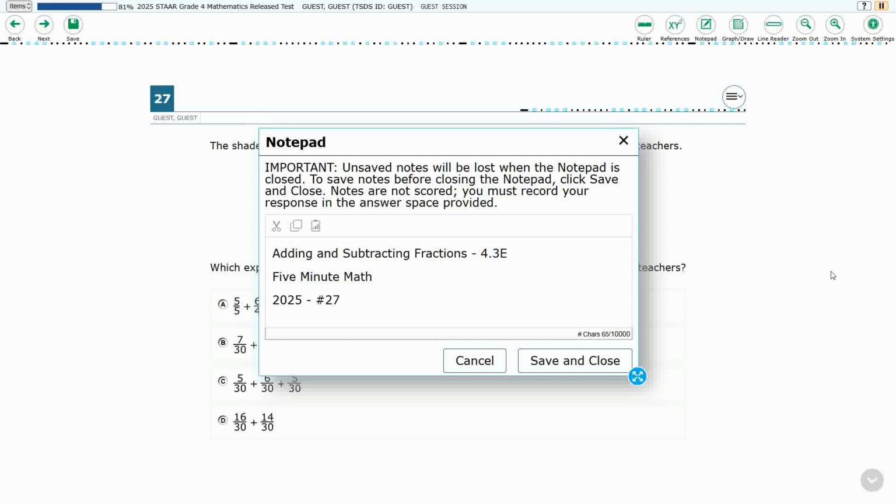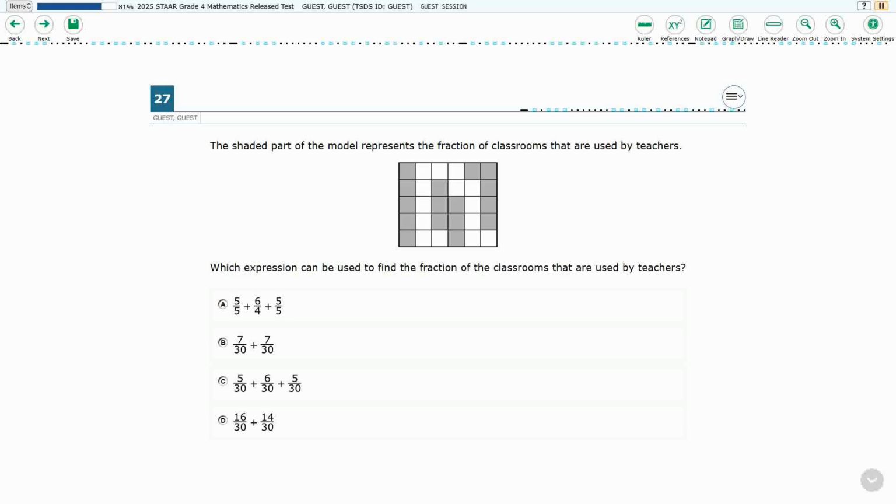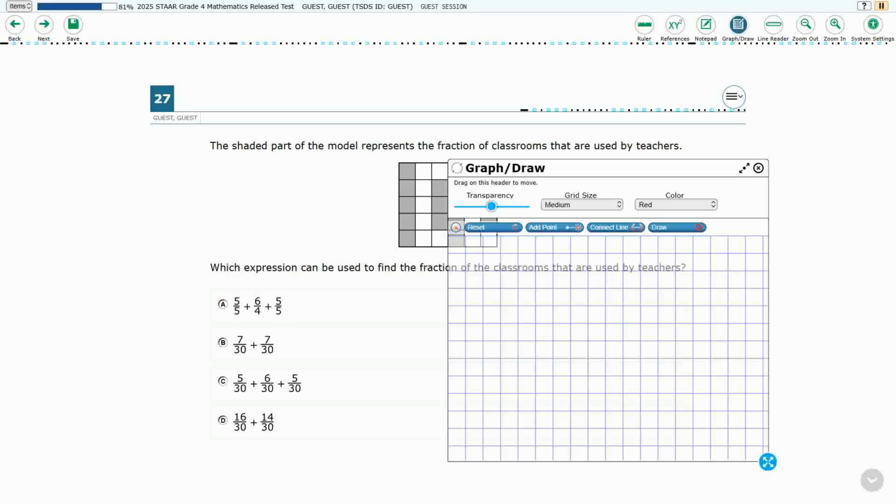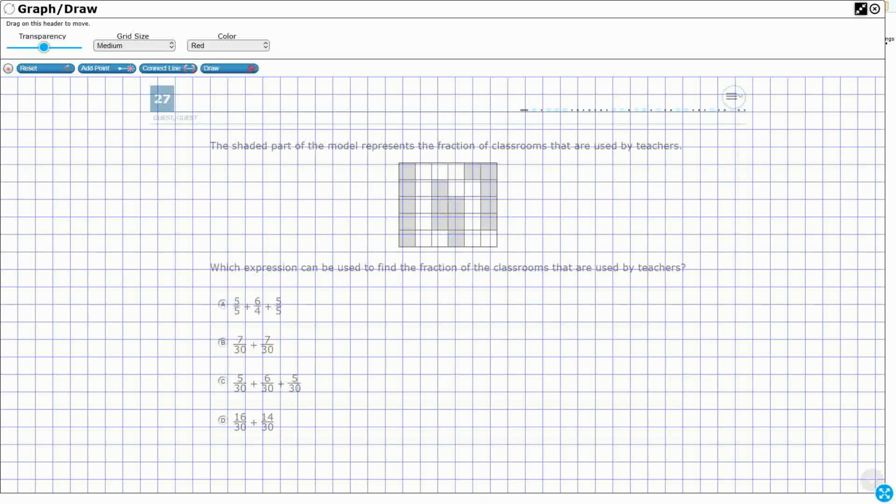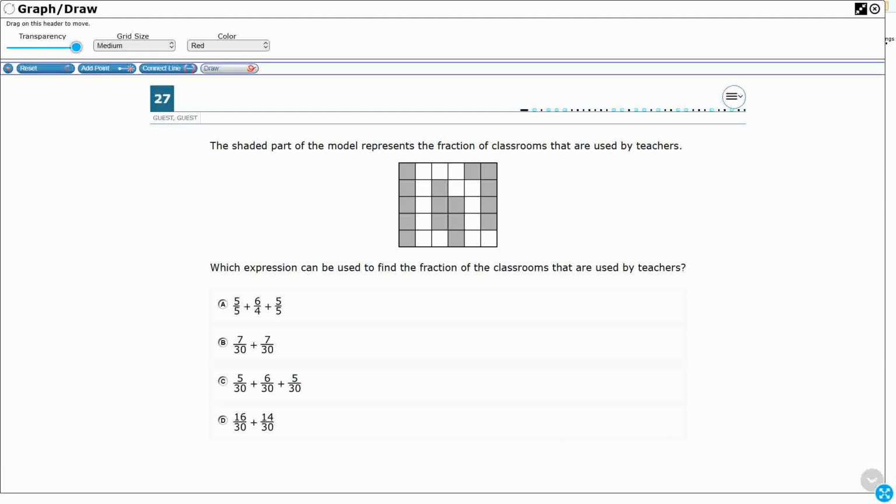This is standard 4.3e in the great state of Texas, and we are using item number 27 of the 2025 released STAAR test. If you haven't done so already, please go ahead and take a moment to pause the video, work this problem out on your own, unpause it, and we will look at our answers together.